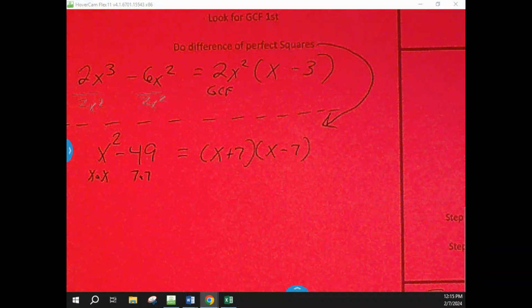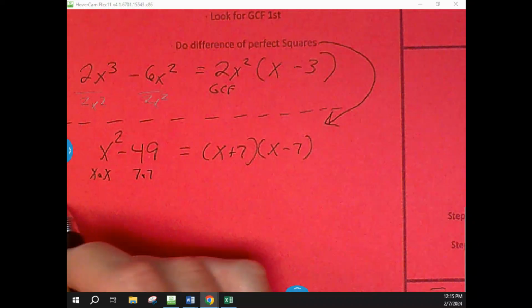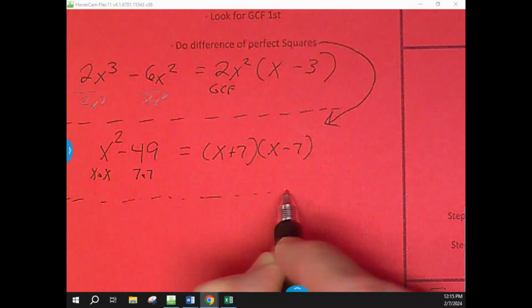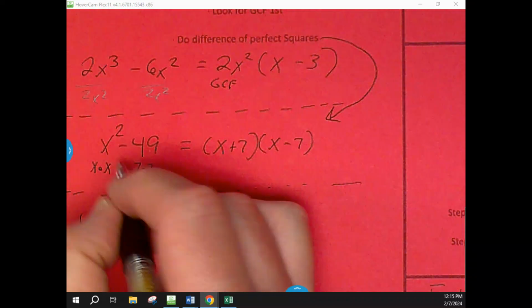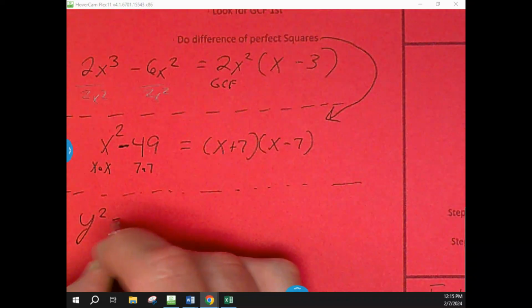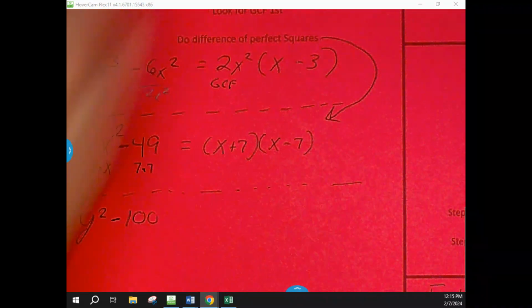Okay. So what we're gonna do, we're just gonna practice on this one. And as long as you can think about that, you're just gonna do some number times itself. And again, the big thing is it will always be a minus in the middle. So this one we're gonna do y squared minus 100.